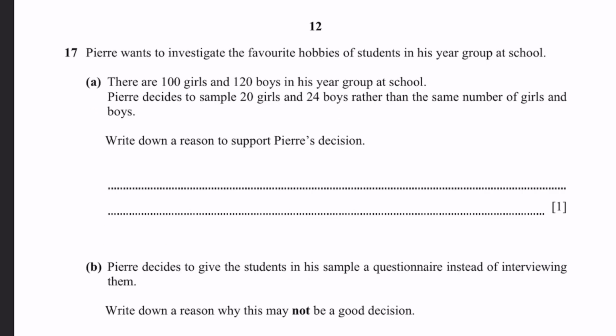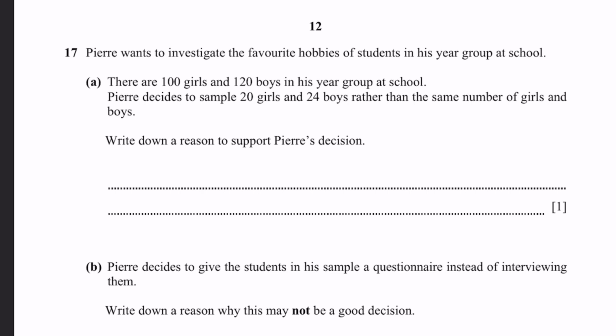Pierre wants to investigate the favorite hobbies of students in his year group at school. A. There are 100 girls and 120 boys in his year group at school. Pierre decides to sample 20 girls and 24 boys rather than the same number of girls and boys. Write down a reason to support Pierre's decision. So he has taken 1/5 of all the girls and boys.